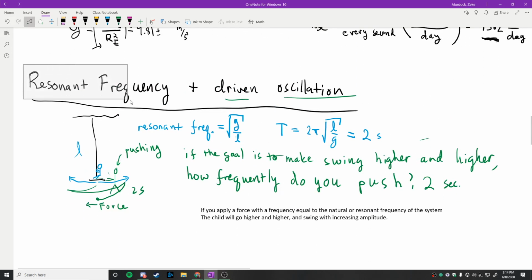This phenomenon occurs a lot in nature, that you can discover things about a system by figuring out what the resonant frequency is. And to find out what the resonant frequency is, you just need to figure out how often you need to apply the force to actually make it keep increasing.